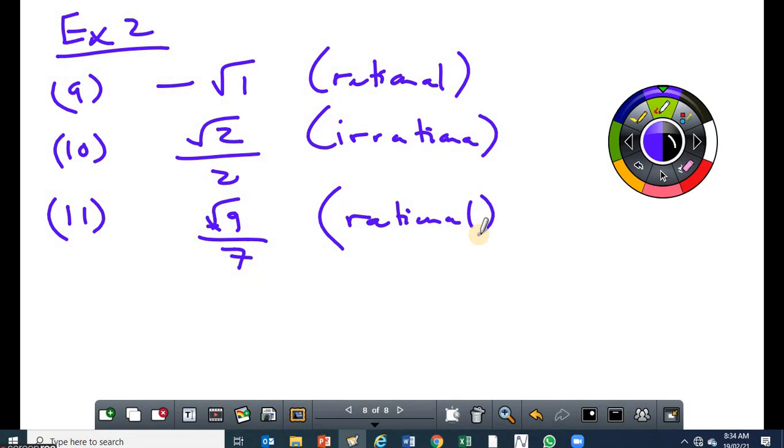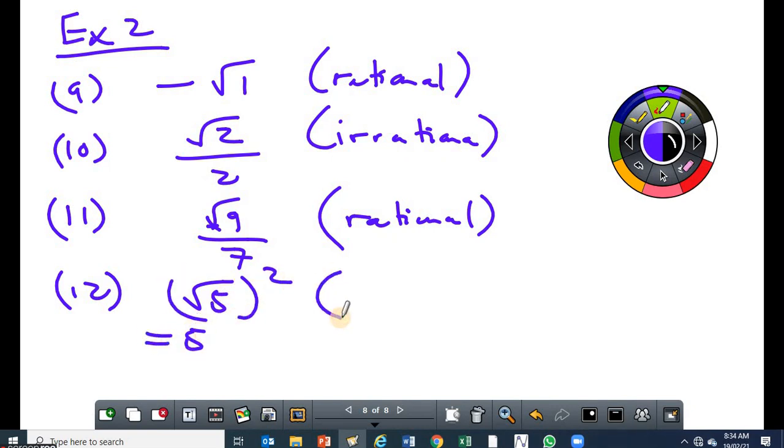And then number 12, the square root of 5 all squared. That's rational. The square root of 5 all squared is equal to 5. So this is rational.